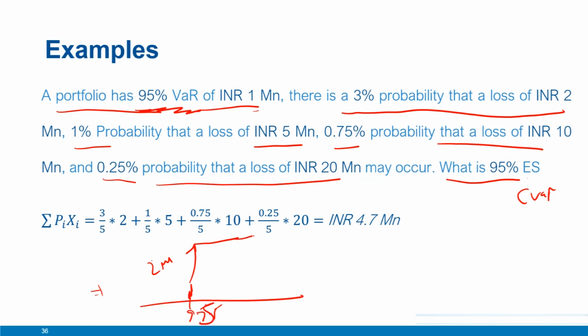So this is 95%, sorry. So this is 3%. That means from 95 to 98, there is a 2 million loss. We are assuming a uniform kind of distribution because these are discrete observations.